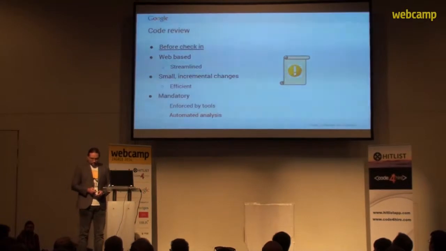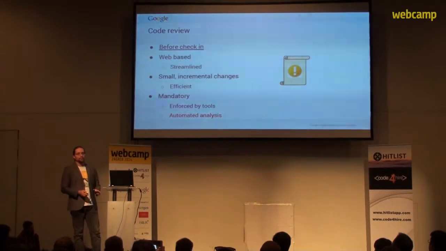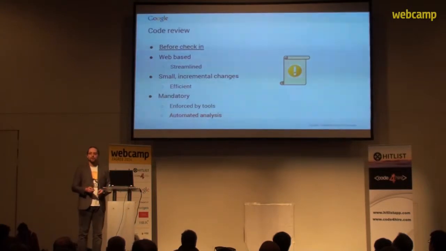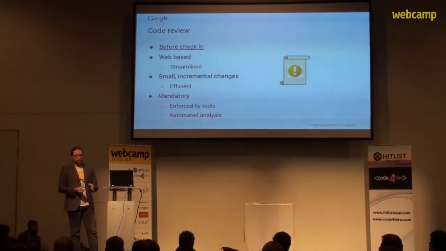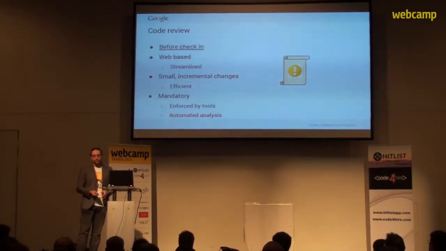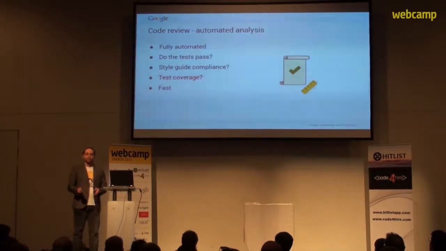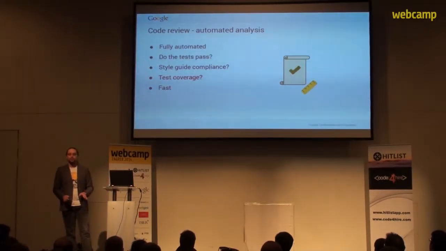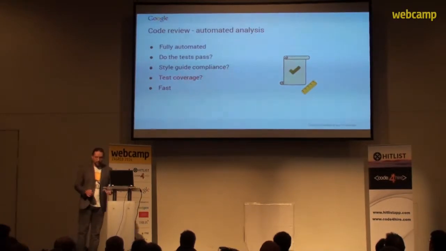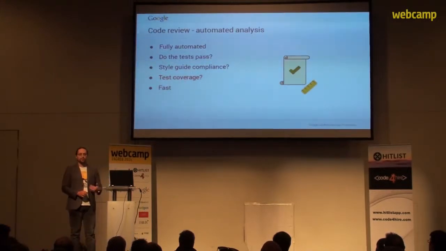And it is mandatory, so there is no way you can check in code without going through this process. And because it is mandatory, it is the very best place where we can do automated analysis, because we can look at every bit of code that goes in, as it goes in, and enforce certain properties. For example, you can enforce that before the code is checked in, it doesn't break any tests. So if I do this commit, if I do this push, will it break any tests? You know this before you do it.